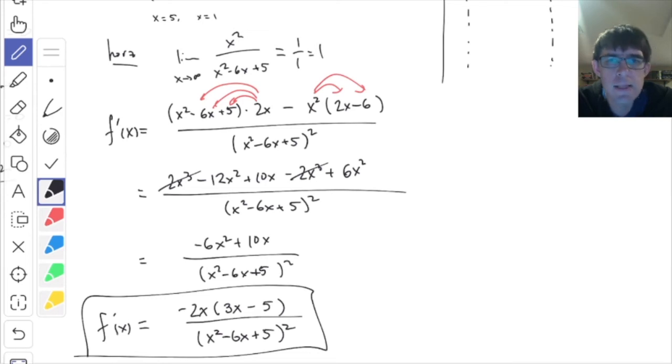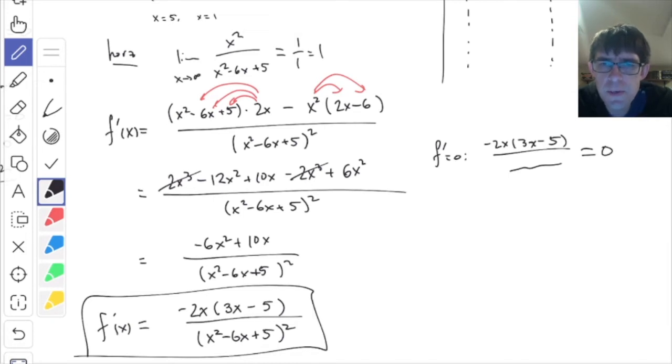All right, let's find the critical numbers. Then we got to set this equal to 0 first of all. What do we get from that? Negative 2x, 3x minus 5 divided by some stuff equals 0. The denominator actually doesn't really matter in this case because my first step is immediately to multiply both sides by that denominator, and it goes away. The denominator moves over to the right side where it multiplies by 0, and it goes away. So it's just negative 2x times 3x minus 5 equals 0.